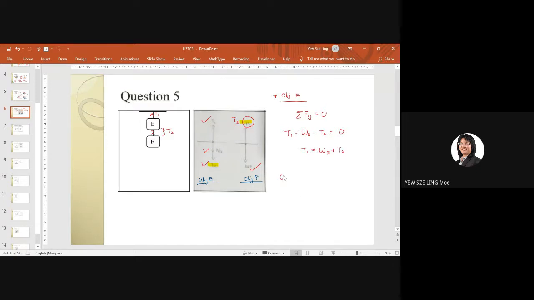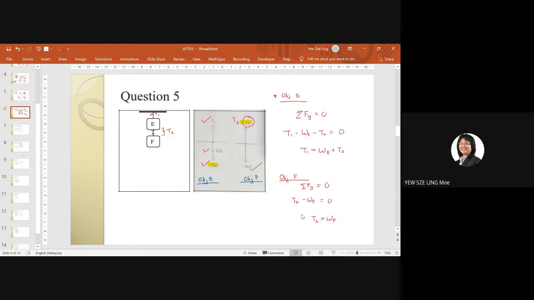And then for object F, again, we only have a y component. So summation Fy is equal to 0. Now what do I have? I have T2 minus WF equals 0, and T2 is equal to WF. Now, usually, if you are given two objects, you can form at least two equations.